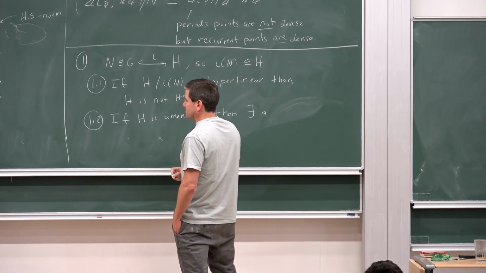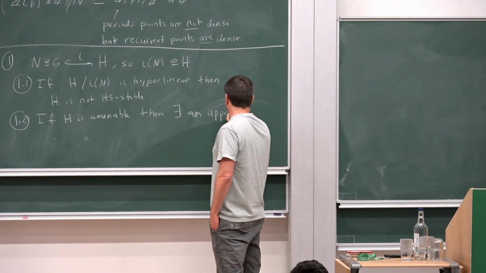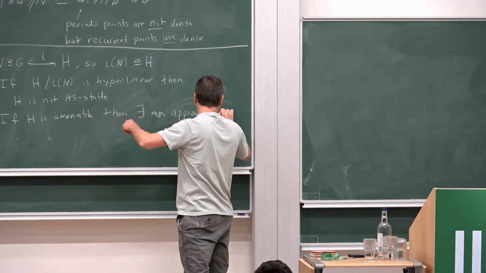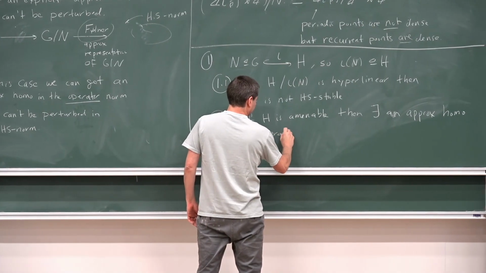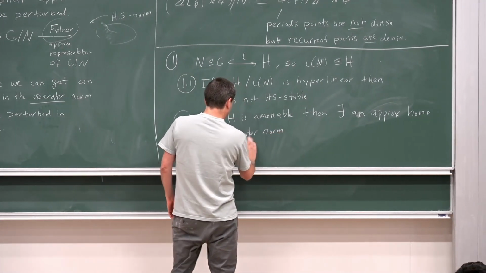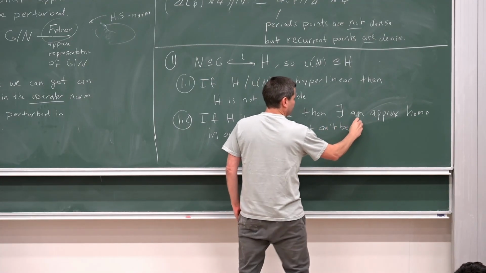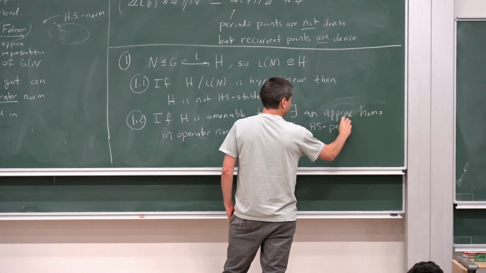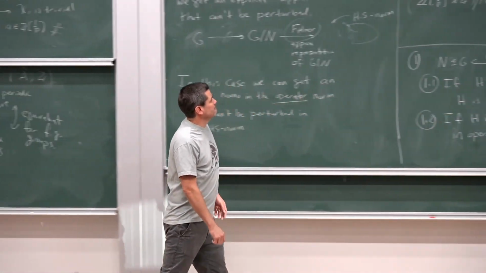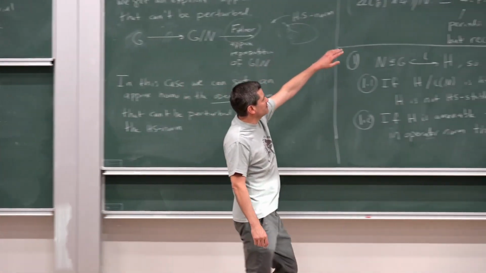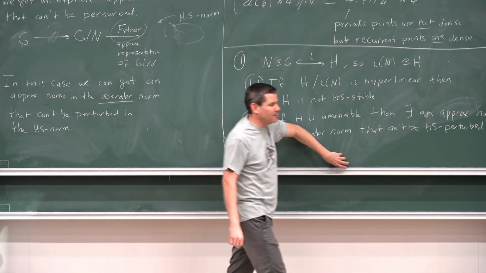There is just all that stuff, basically. An operator norm approximate representation that can't be Hilbert-Schmidt perturbed. Okay, but in the earlier case this is very explicit, so I can just write down exactly what it was. In this case, it's not explicit, so I need some high-powered machinery.